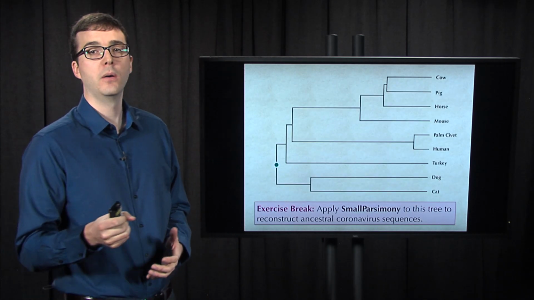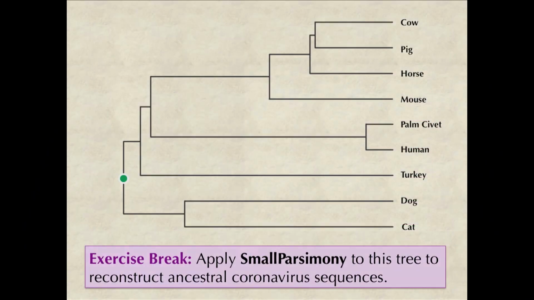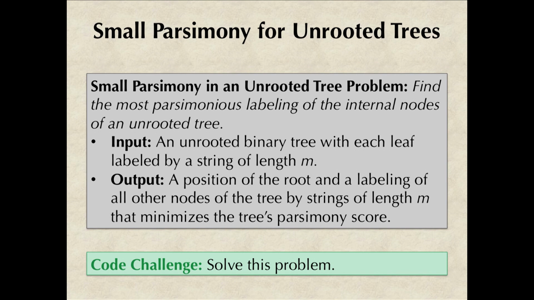Once you have done so, you might find it interesting to apply the small parsimony dynamic programming algorithm to the tree we previously constructed for coronaviruses. What are the ancestral coronavirus sequences that you obtain? Also, you can find the most parsimonious labeling of the internal nodes in an unrooted tree by solving the small parsimony problem for every possible position of the root in this tree, and then simply taking the placement of the root that minimizes the parsimony score over the resulting rooted trees.